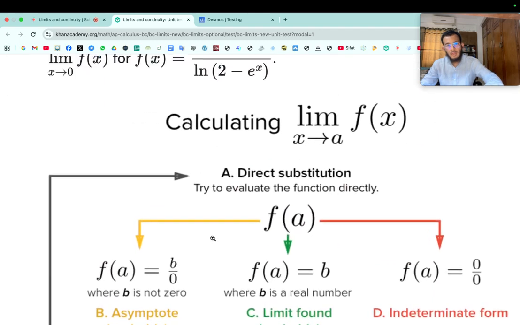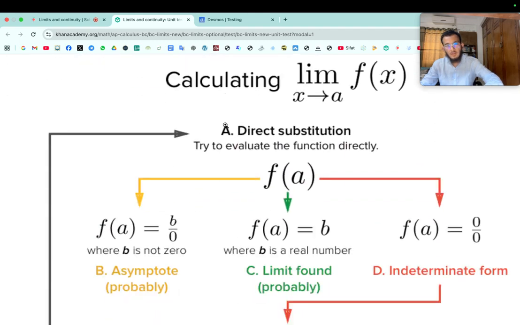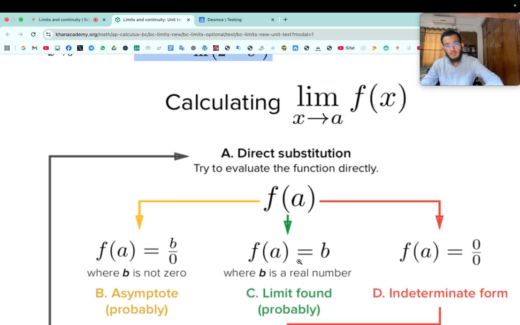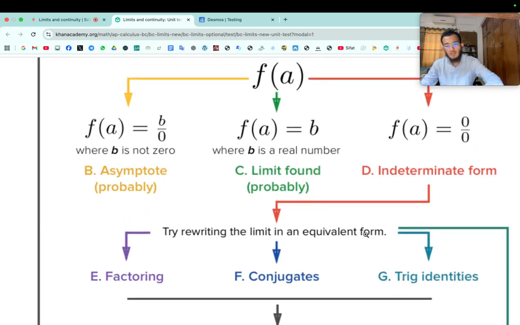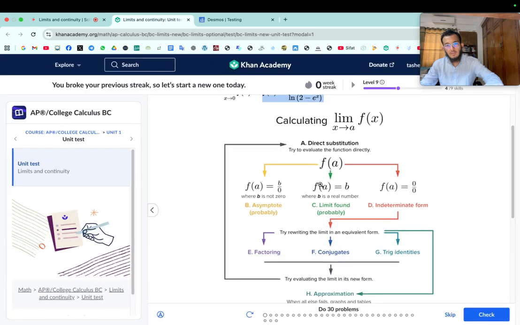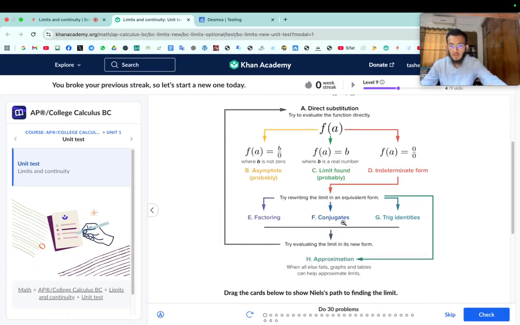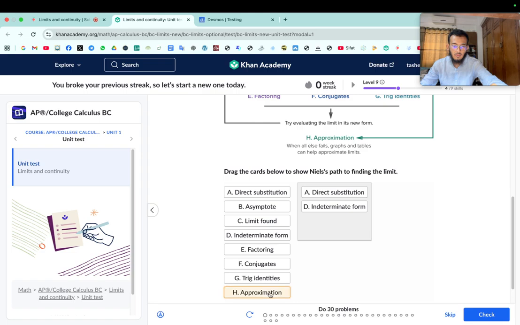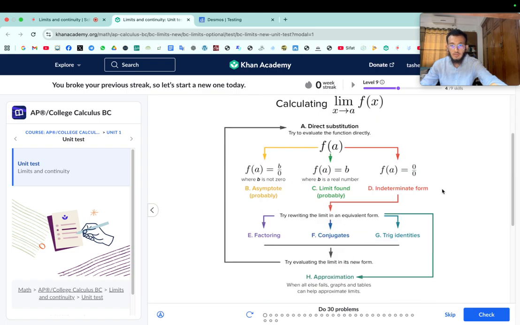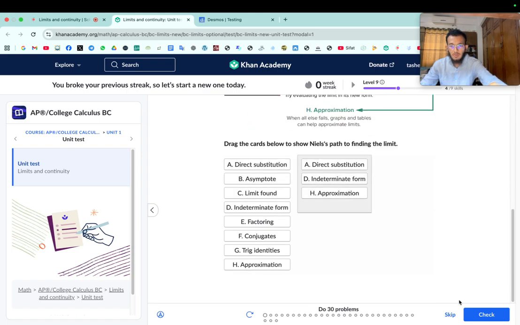So how do we apply factorize? We can't factorize this anymore, and we don't have any conjugates either. This is not a trigonometric expression such that we can apply a trigonometric identity. So the next step will be h, which is approximation. Right from d, we just go to approximation.